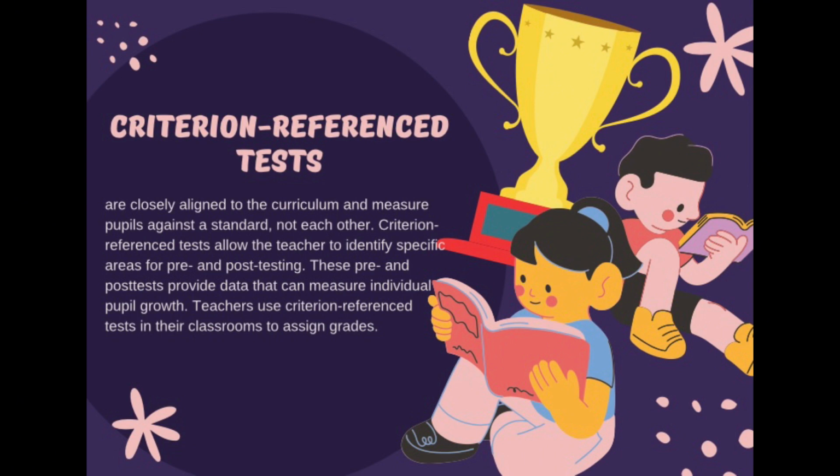The last one is the criterion-referenced test. This measures a pupil's knowledge and skills against a specific standard or learning goal, rather than comparing them to other pupils. These tests are directly linked to what was taught in class, so they help teachers see whether a pupil has mastered a particular skill or concept.